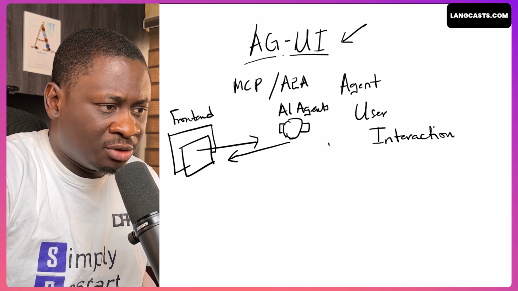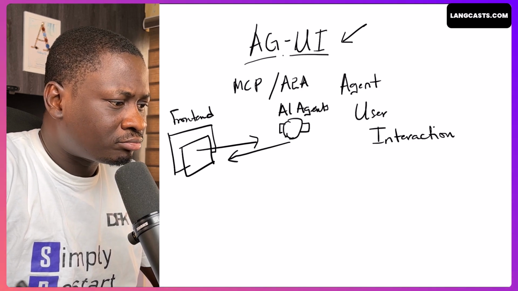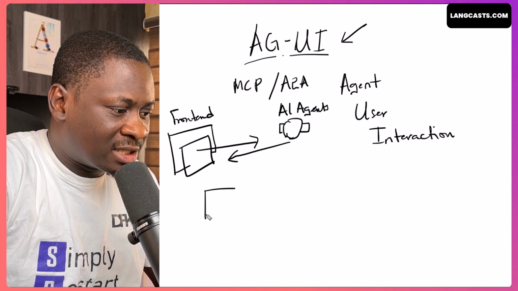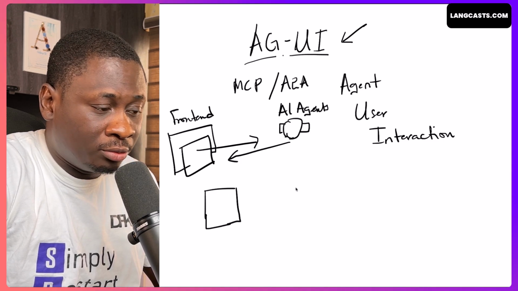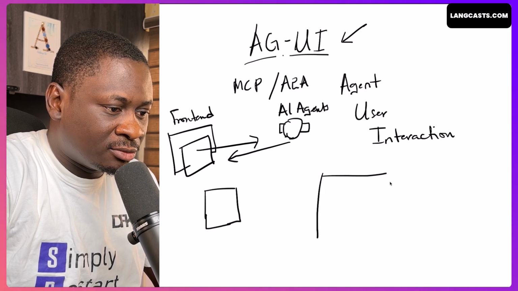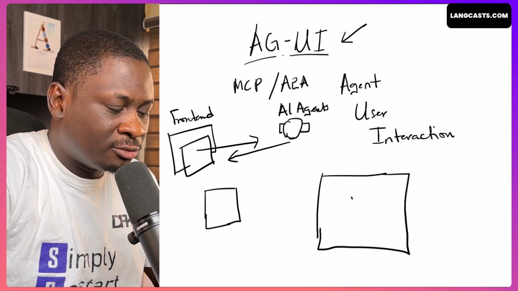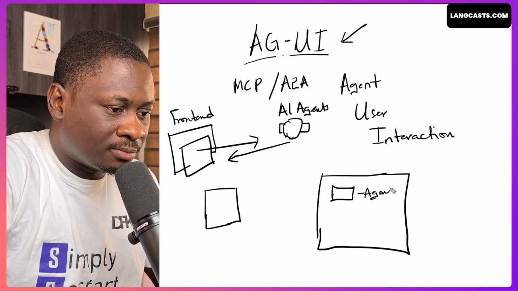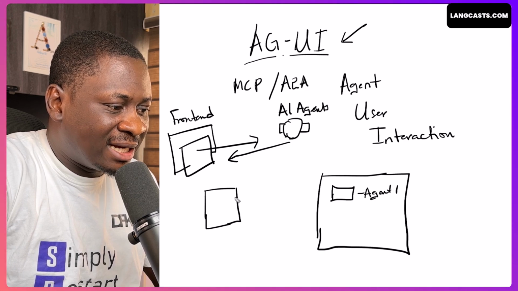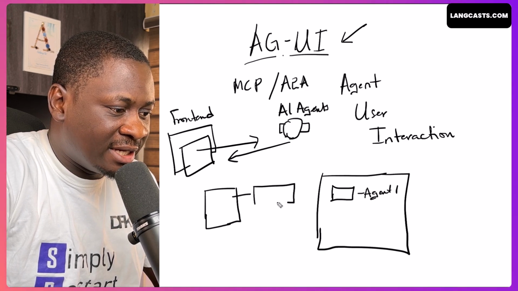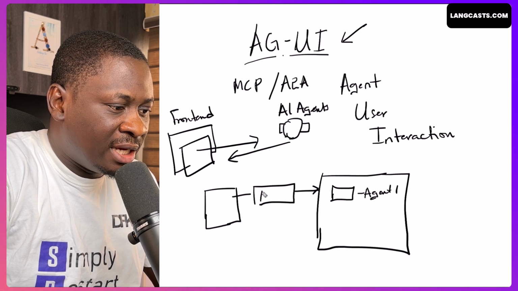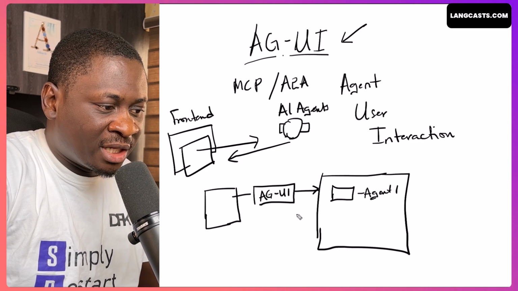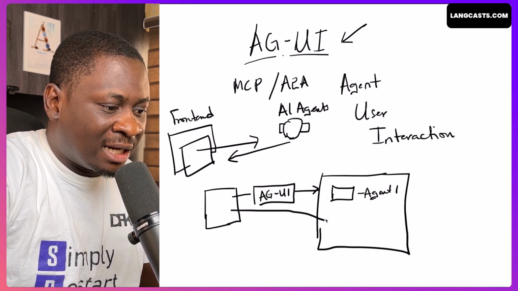Okay. So how does this work? What basically happens is that you have your front end that speaks the AGUI protocol. You have your back end where your agent is hosted. Let's say there's an agent here. Let's call it agent 1. And your front end can directly communicate with your AI agent using the AGUI protocol. It can also go ahead and call a proxy.